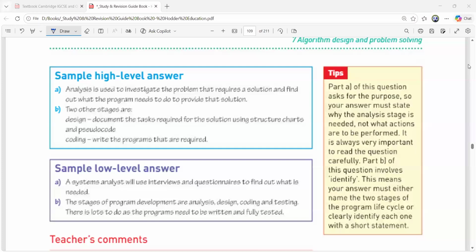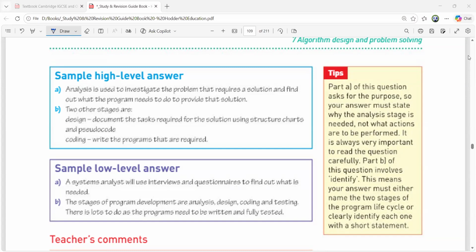And the low-level answer is C. A system analyst will use interviews and questionnaires to find out what is needed. I mean, completely out of question. The stages of program development lifecycle include analysis, design, coding, and testing. There is lots to do as the programs need to be written and fully tested. You can see for yourself, although you are a student, you are now in a position to identify that this is completely a low-level answer because it is not meeting the requirement at all.